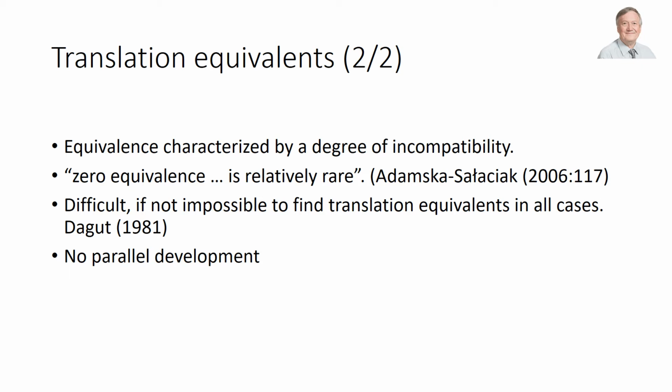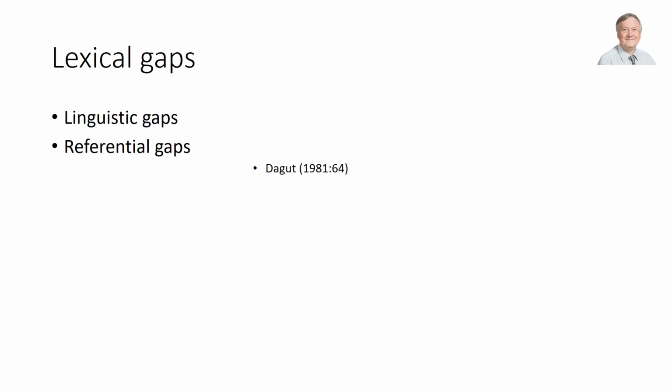Adam Salasiak says that zero equivalence is relatively rare. There are two types of lexical gaps, namely A. Linguistic gaps resulting from linguistic factors, and B. Referential gaps caused by linguistic external factors.